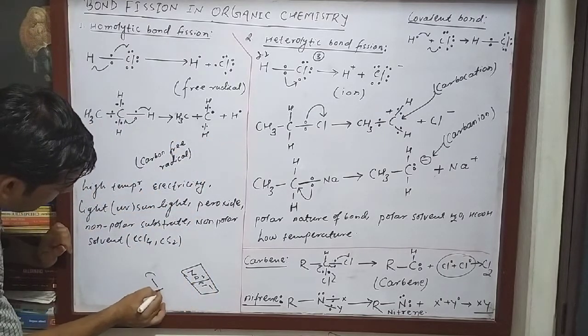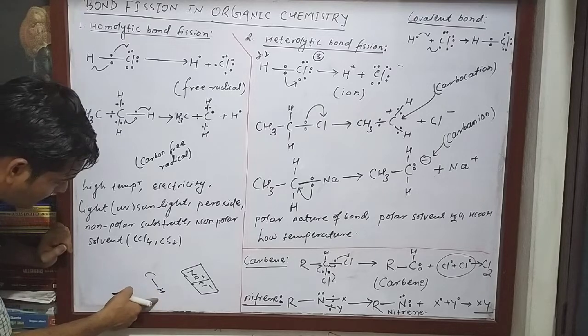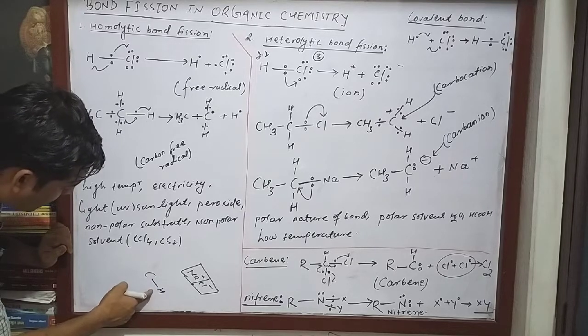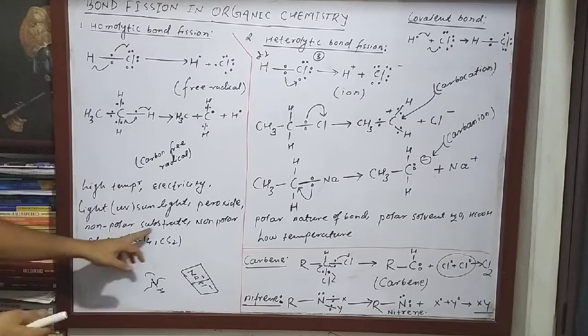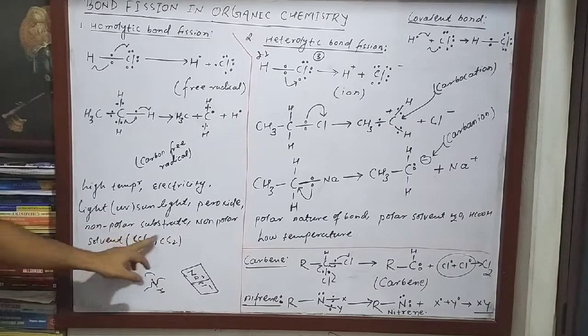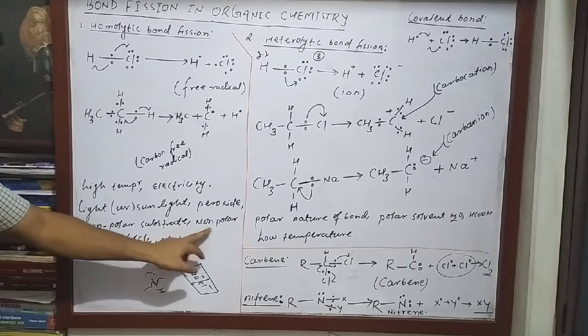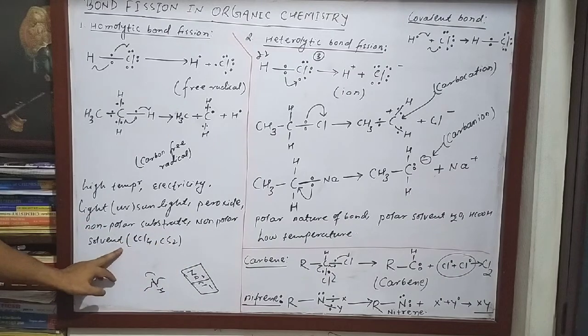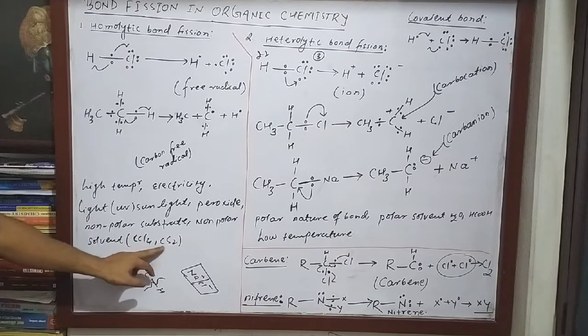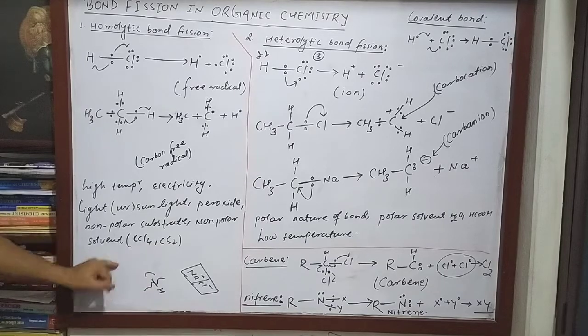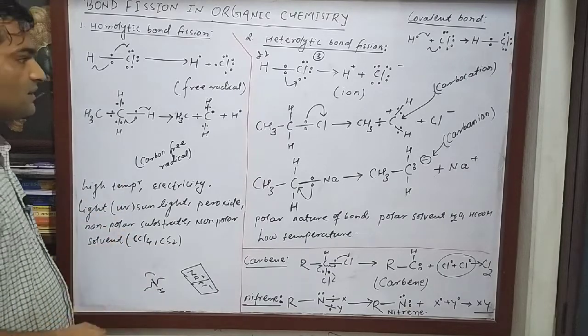But when we take a carbon-hydrogen bond, this is covalent and non-polar, therefore there is always homolytic bond fission. In a non-polar solvent with a non-polar substrate, there is homolytic fission. Non-polar solvents means organic solvents like CCl4, CS2; in the presence of these solvents there is also homolytic bond fission.